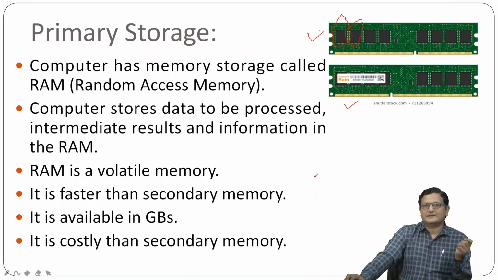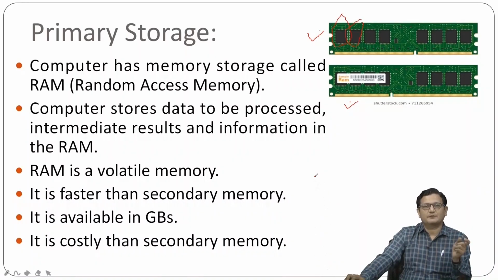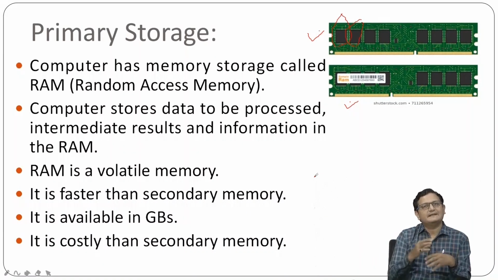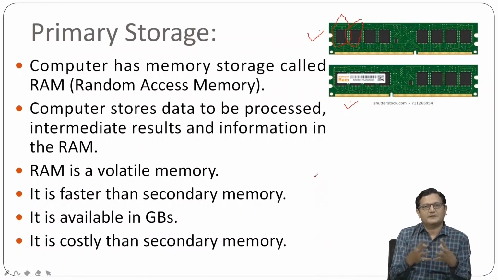Computer stores data to be processed, intermediate results and information in the RAM. So basically when the CPU is taking the data, obviously it will fetch the data from the random access memory. Sometimes suppose the CPU is producing an intermediate result, again it will be placed into the random access memory, right? And similarly, suppose some output is generated, some data will be processed and information is produced, that information again the CPU will put where? Into the random access memory.